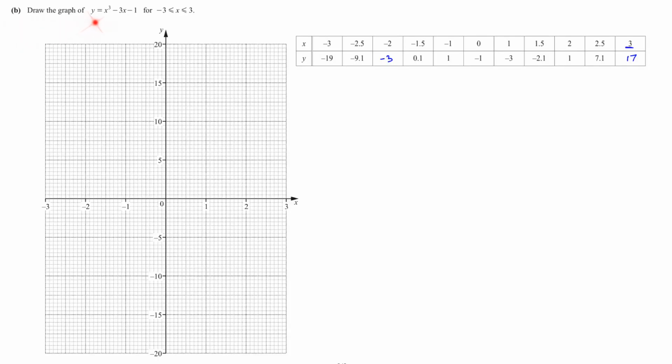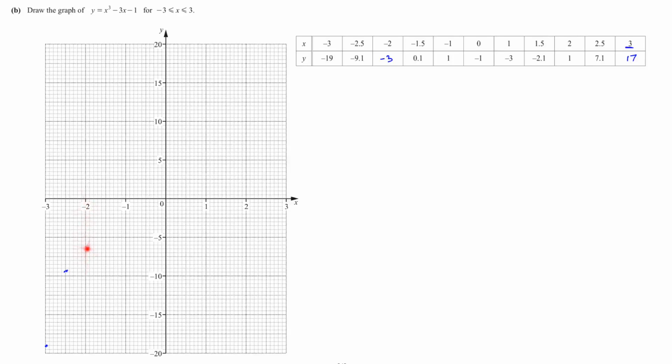Part B. Draw the graph of y is equal to x cubed minus 3x minus 1 for negative 3 to 3. So all the values that we have here, we have to plot it on the graph. This is your x-axis and this is your y-axis. In the x-axis, every one small square represents 0.1. And for the y-axis, every two squares represent 1 unit. So when x is negative 3, y is negative 19. When x is negative 2.5, which is here, y is negative 9.1.